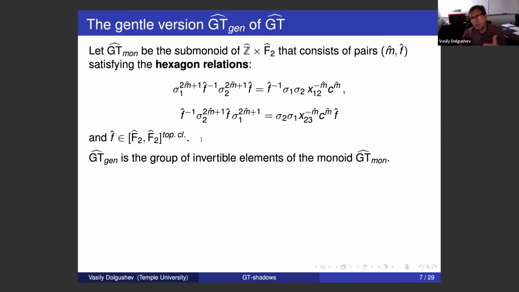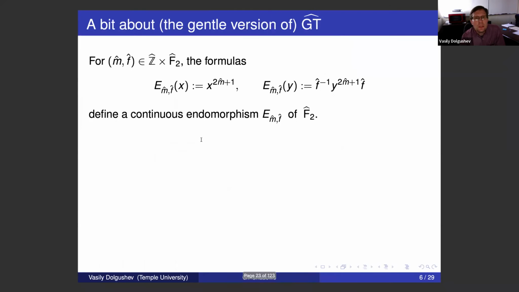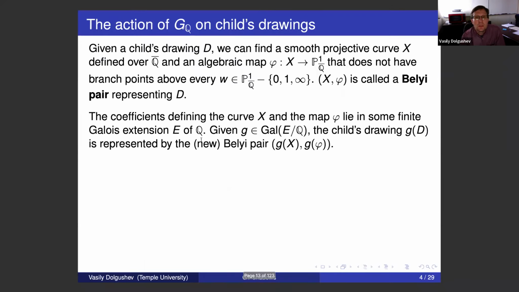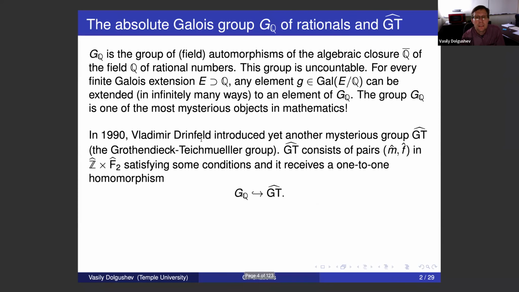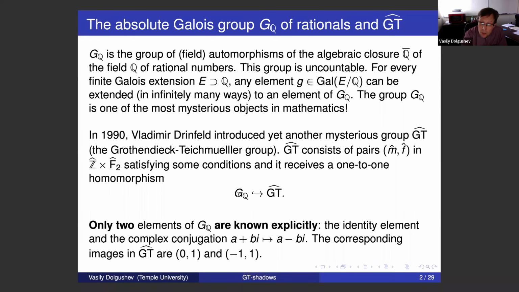But of course, you would want to get more, right? It's not obvious, and it's not easy to show that there are more elements. For this you need to use the fact I mentioned in the beginning, that GQ embeds into GT hat, and inside GQ we have a lot of elements. So that's why we have a lot of them. Therefore, we have uncountably many elements in GT hat.